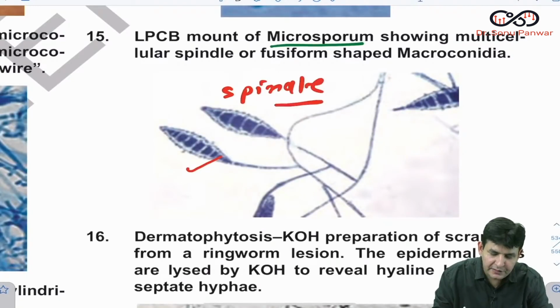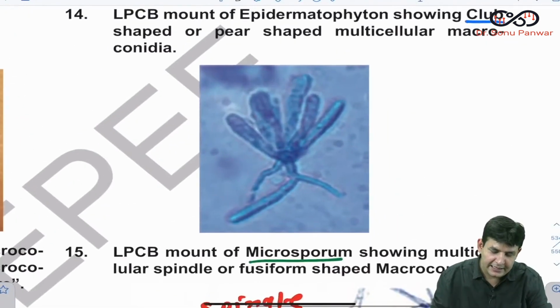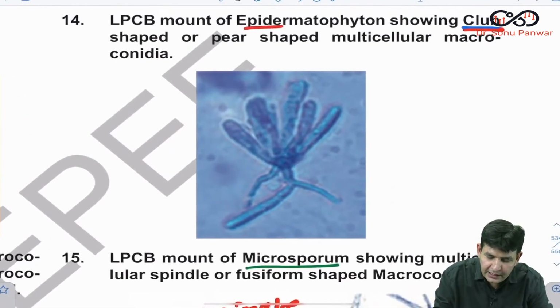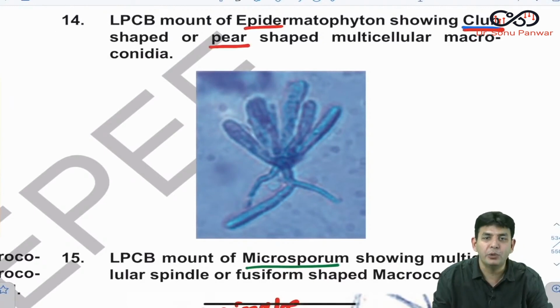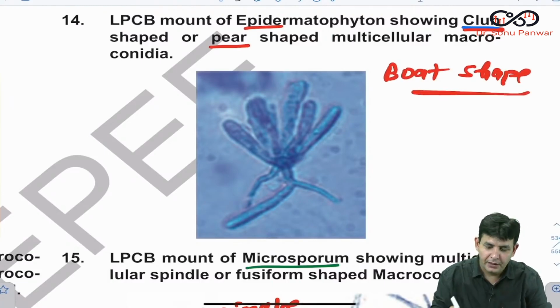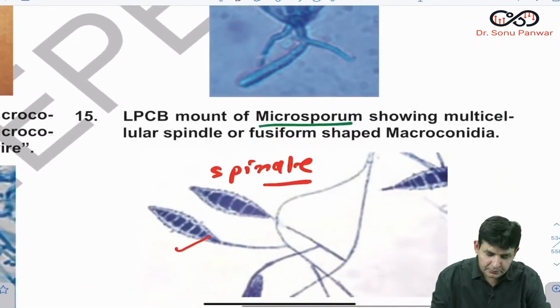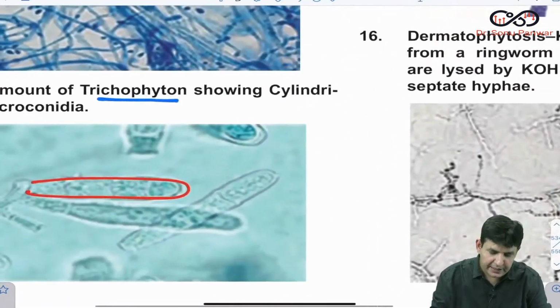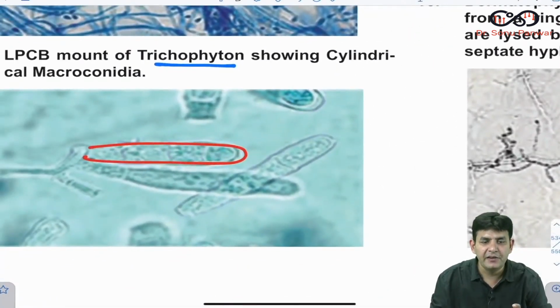So this is what is observed in the microsporum. And in epidermophyton, you have club, pear and boat shape. You should know all of these shapes. Okay, what are they? Club shape, boat shape, microsporum is spindle shape, and this particular one is cylindrical in shape.